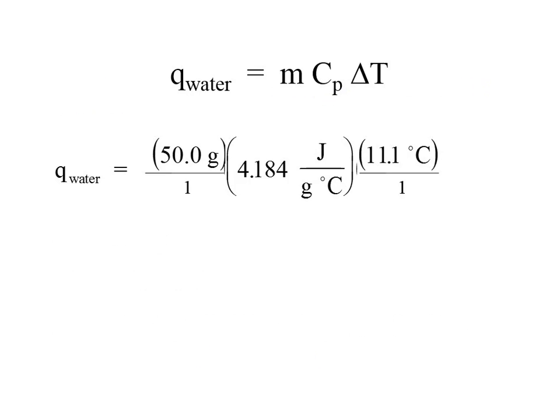Q of the water is equal to the mass of the water, 50.0 grams, times the specific heat, 4.184, that would be joules in the numerator, gram degrees Celsius in the denominator. And the delta T we decided, rounded to the correct number of decimals, is 11.1 degrees Celsius. I put it over 1. So now we let units cancel, the fun part of working problems. So grams cancel, degrees Celsius cancel, we're left with units of joules, which is perfect.